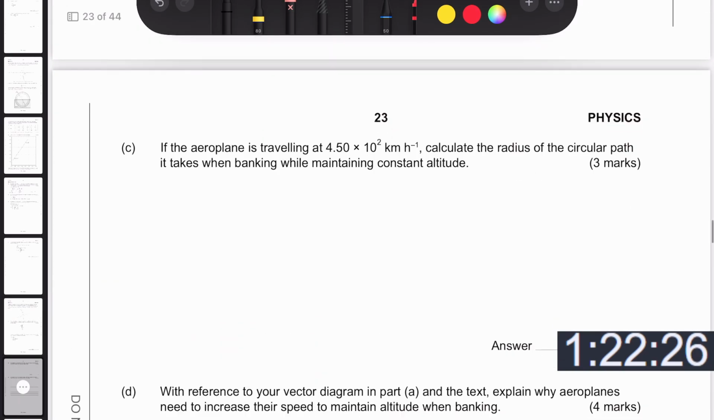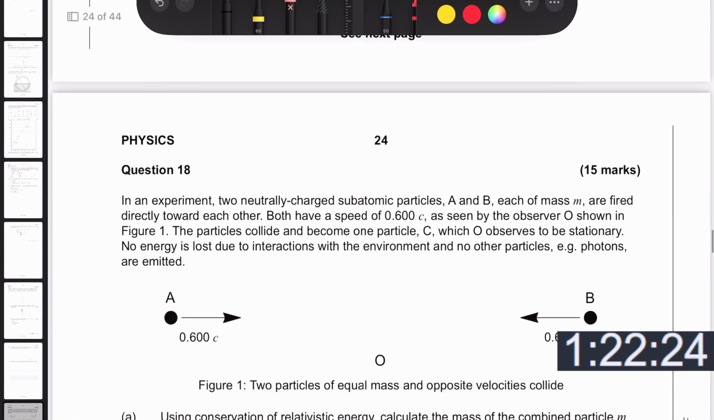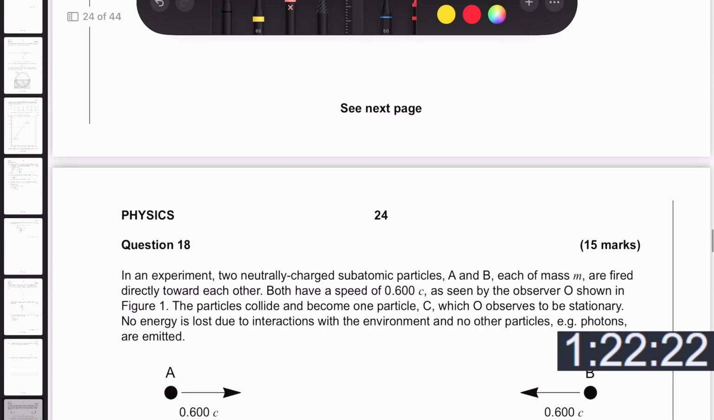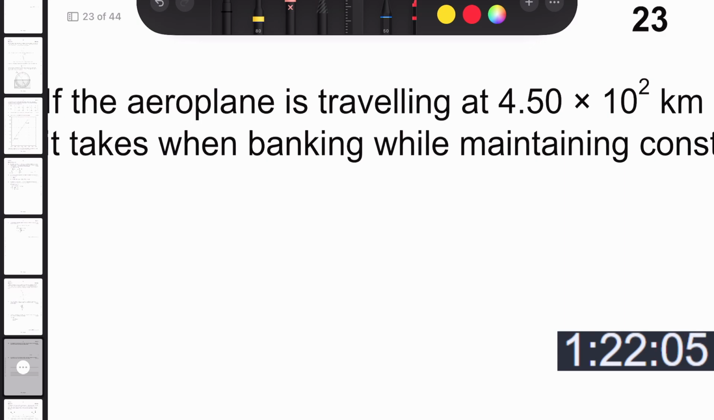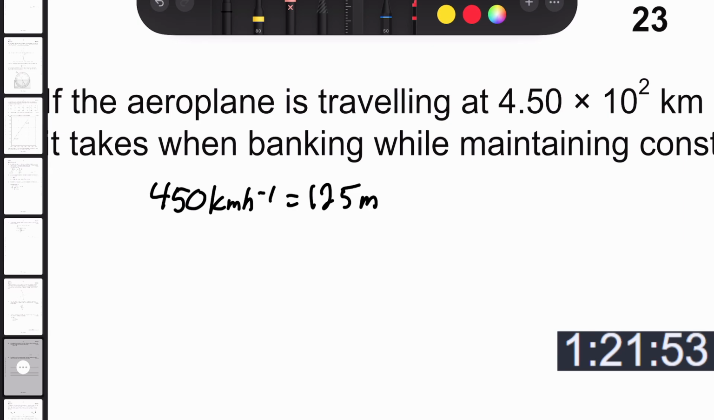The airplane is traveling. I think I'm going to finish these questions off and then leave the rest for tomorrow or later on today. If the airplane is traveling at that speed, calculate the radius of the circular path it takes while banking and maintaining constant altitude. Okay, so 450 kilometers per hour is equal to 450,000 meters per hour, divided to get seconds, is 125 meters per second.